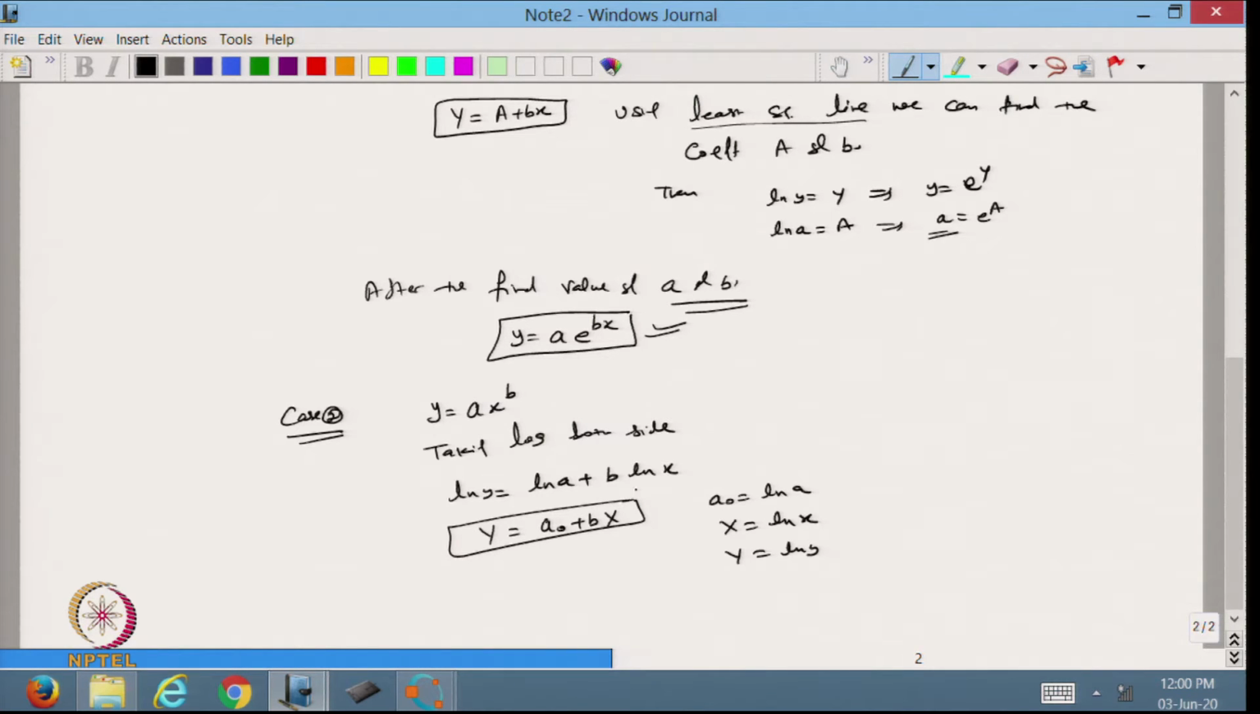Then, using again the same least square line, I will try to find the values of a0 and b, and based on this a0 and b, I will try to find the values of a and b, and then we can find this power function using the least square approximation.